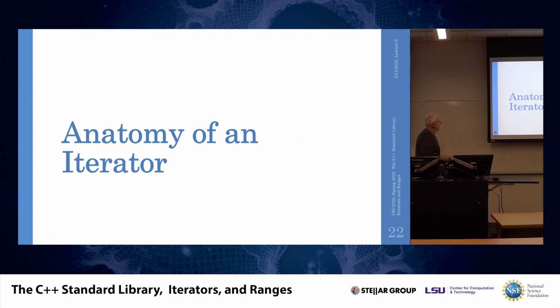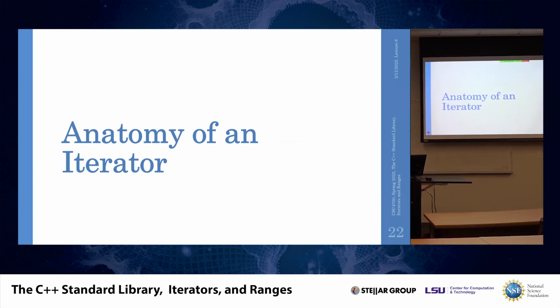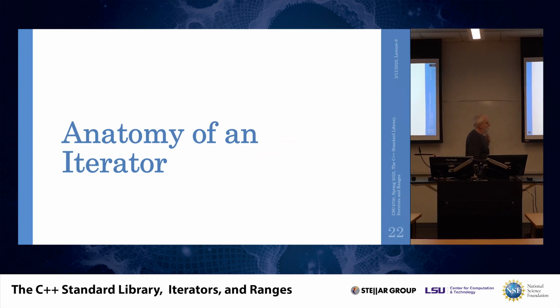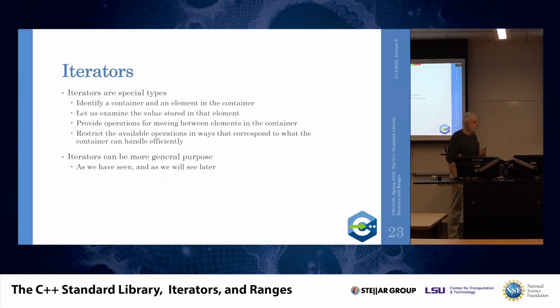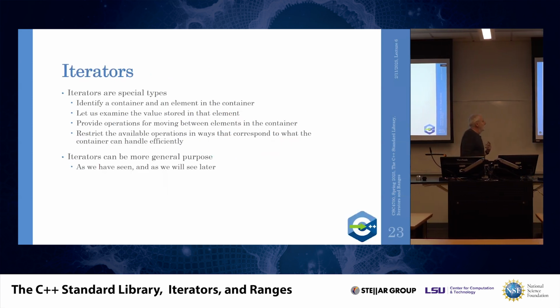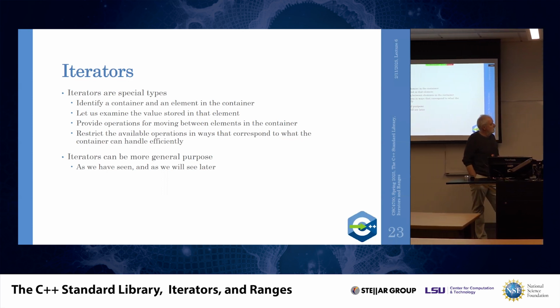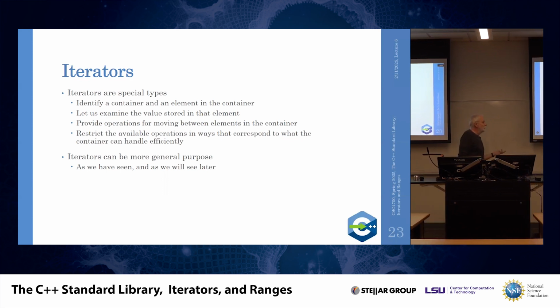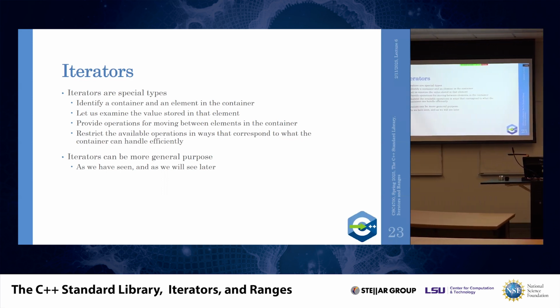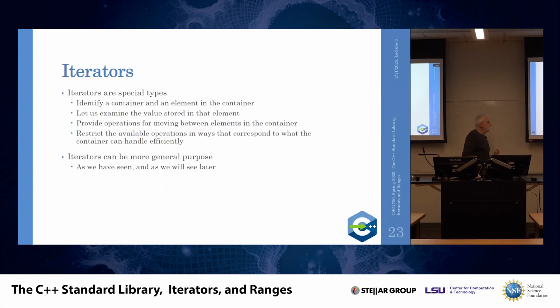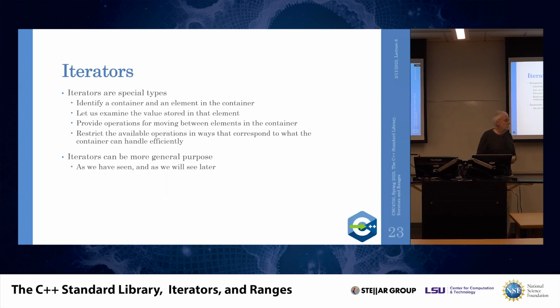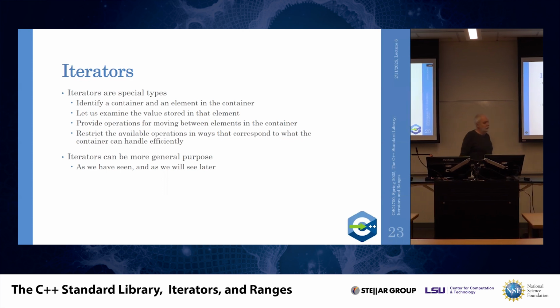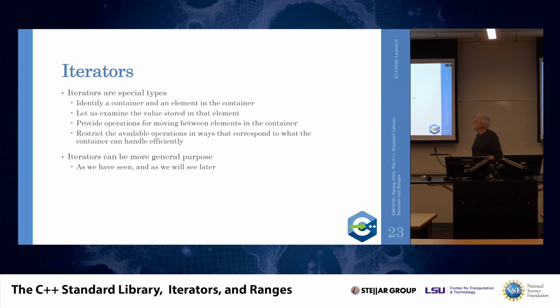Okay, so let's look at iterators in general, a bit more what iterators are, how they are built, what operations they support. So we said that iterators are special types. They identify a container and an element. They let us examine the value stored in that element. They provide operations for moving between elements, and they restrict the available operations in ways that correspond to what the container can handle. And we will see how important that is in a minute. But they can be much more general, as we have seen, and I will give you more examples soon.